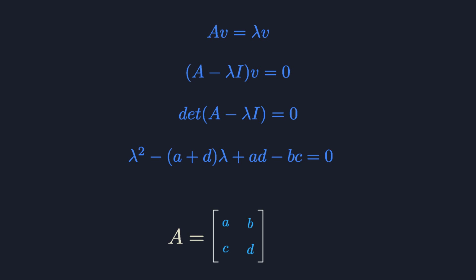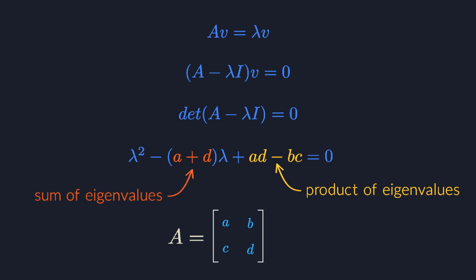Maybe you remember learning in school that the constant term of a quadratic equation is the product of the solutions, and this coefficient is their sum. But you may also recognize these expressions as the determinant and the trace of our 2 by 2 matrix. That's pretty amazing. It means that the product of the eigenvalues is the determinant, and their sum is the trace.